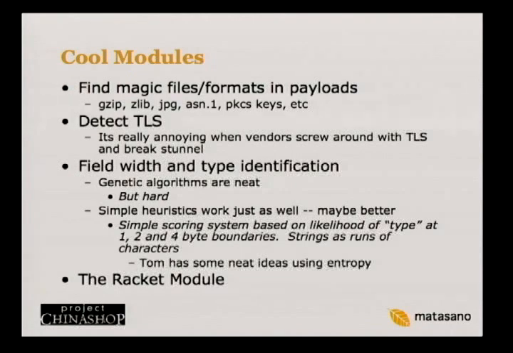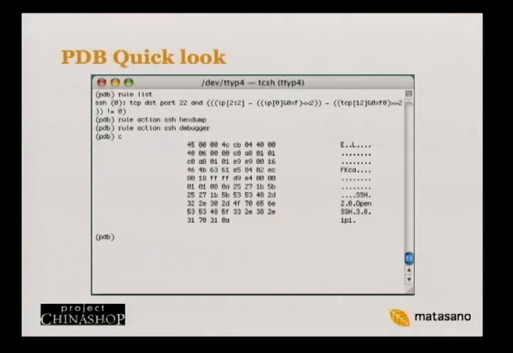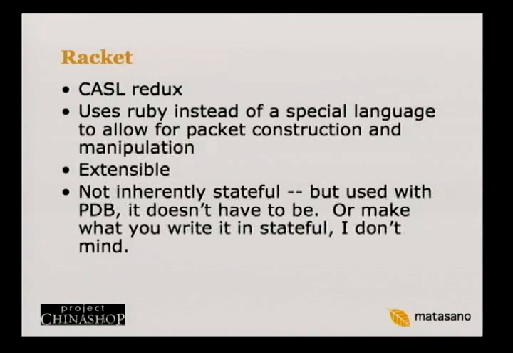And Tom's actually got some cooler ideas than I had, using entropy for that stuff. And I know people have talked this morning about using some other techniques to identify strings and code blobs and all that kind of fun stuff. And then the Racket module is the really cool module, which Dino is going to talk about. Here's a quick look at PDB. We're going to look at it in a second. Actually, run it. So the next thing we're going to look at is Racket, which is the packet construction library. And I'll turn it over to Dino.